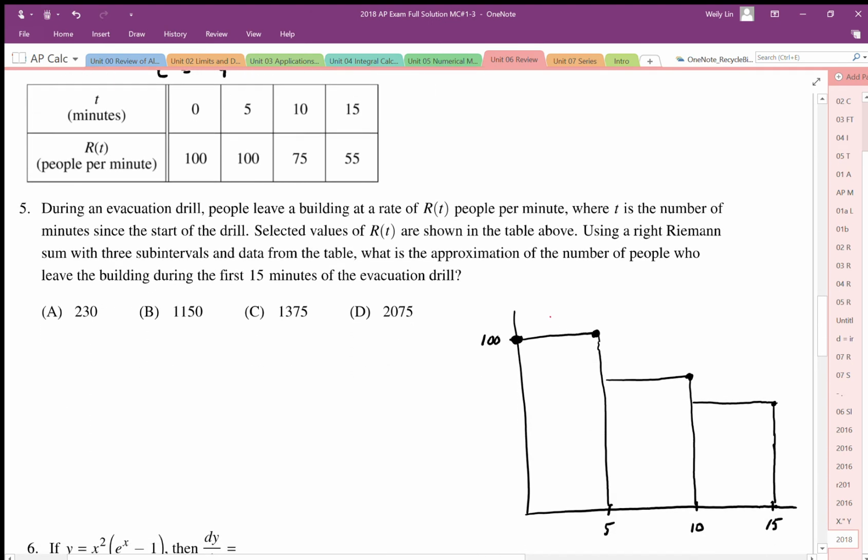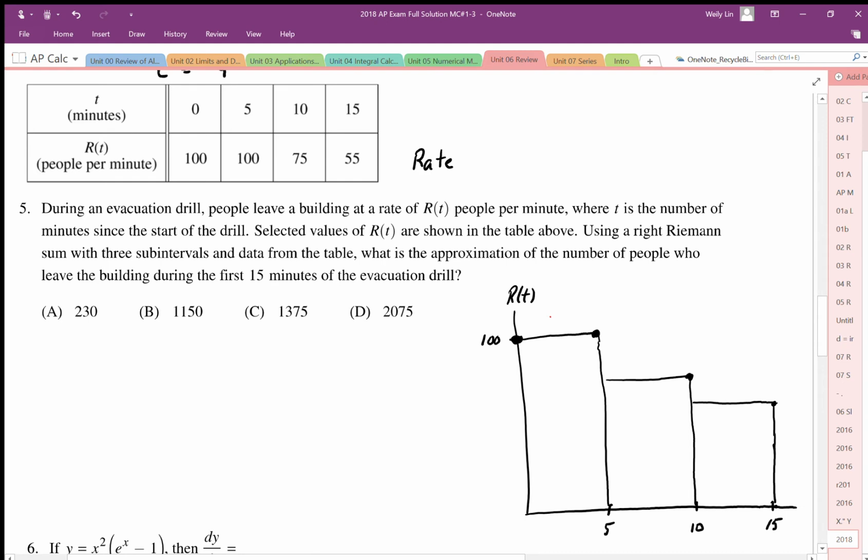For number 5, you're given this function in a table. So this is often in AP Calculus, we're given information in a table. The independent variable is time, and the dependent variable is the rate in people per minute. It's important to recognize that this is a rate function. Okay, and this is our rate as a function of time. So it's like a velocity function.